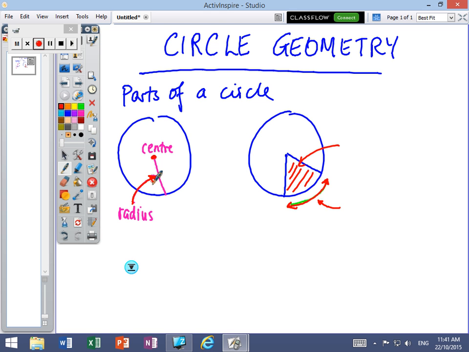Now, in the second circle, I've left two things blank. There's a piece of pie which has a mathematical name, and there's a bit on the outside of the circumference which has a special name. Who wants to be first? Ashley. Okay, that's called a sector. Sector, there's no dot above the O. And the bit on the circumference is called the arc. Because it's a small one, we call it a minor arc.